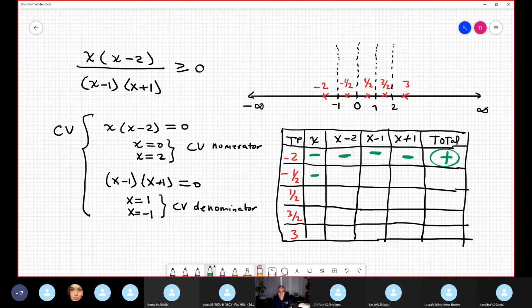Negative 1 is negative. Negative 1 is negative again. But negative 1 half plus 1 is positive. And 3 negatives is negative. 1 is positive. But this is negative because 1 half minus 2 is negative. And 1 half minus 1 is negative. And 1 half plus 1 is positive. This is positive. So 2 negatives is positive.